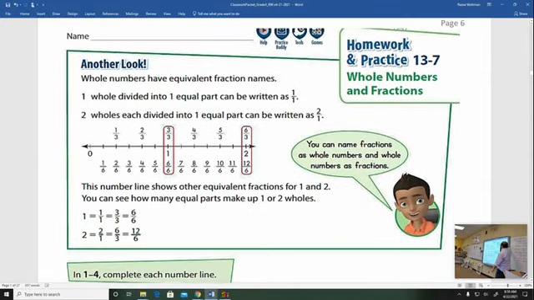Now, let me ask you a quick question here. On the homework and practice section, when you see another look, what do you do in this section right here? What do you do here, Tamba? That's right. You don't have to do anything there. You just read it. It's there to remind you of what you're doing, okay? And remember, this is the whole point of this unit. You can name fractions as whole numbers and whole numbers as fractions. Math is all about relationships, right?